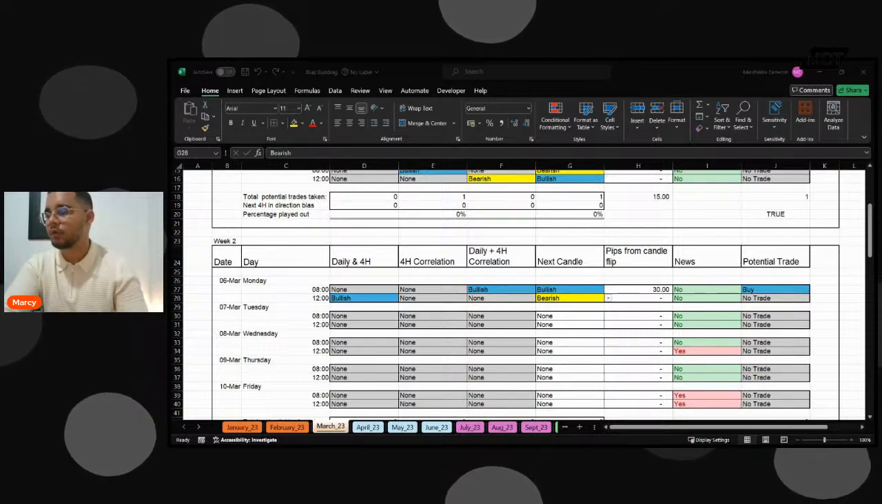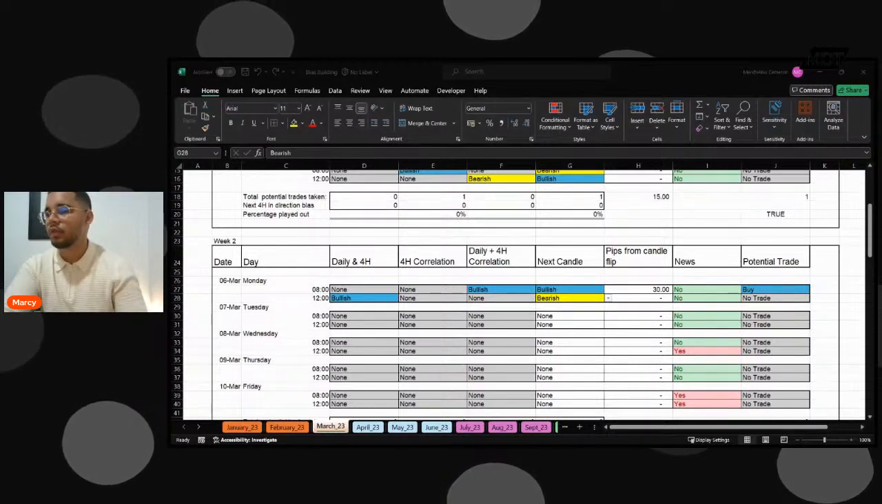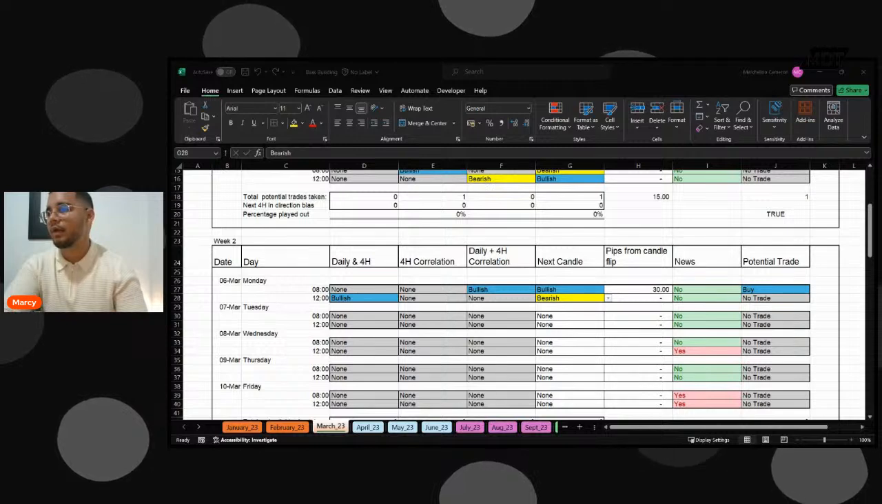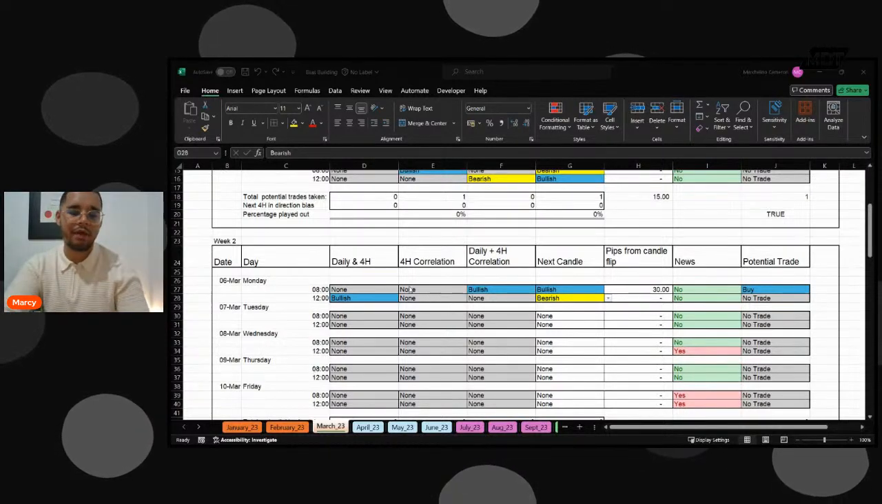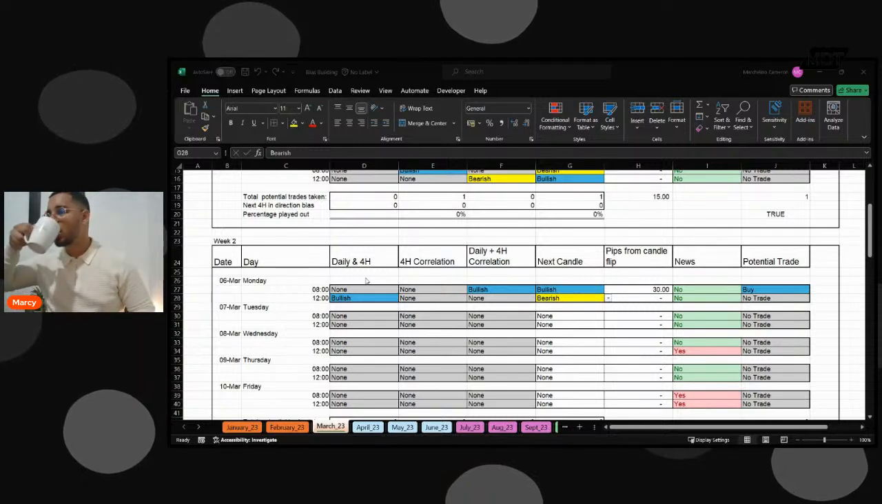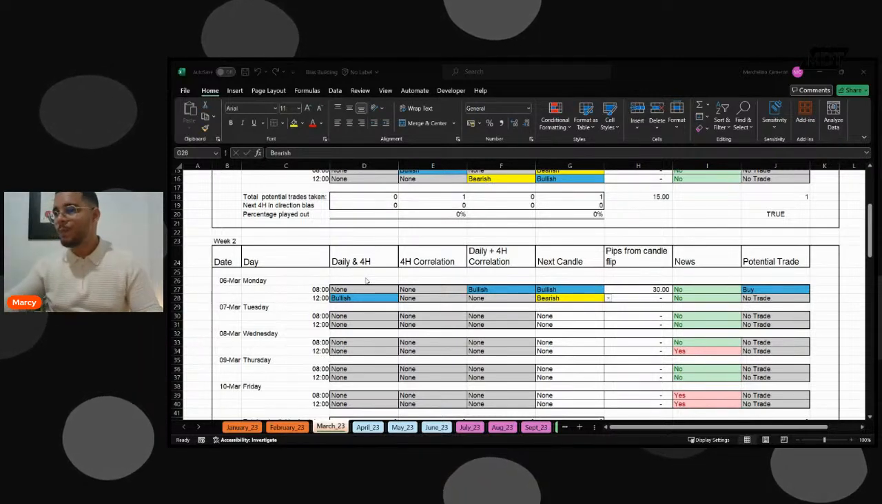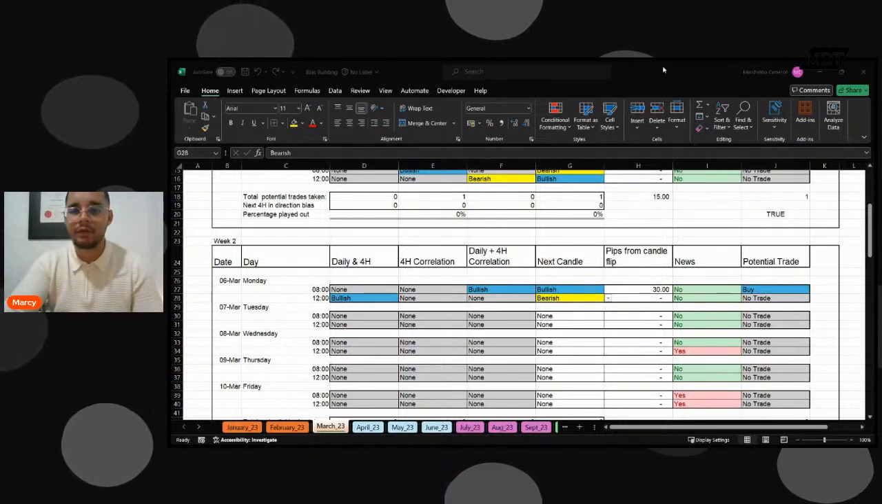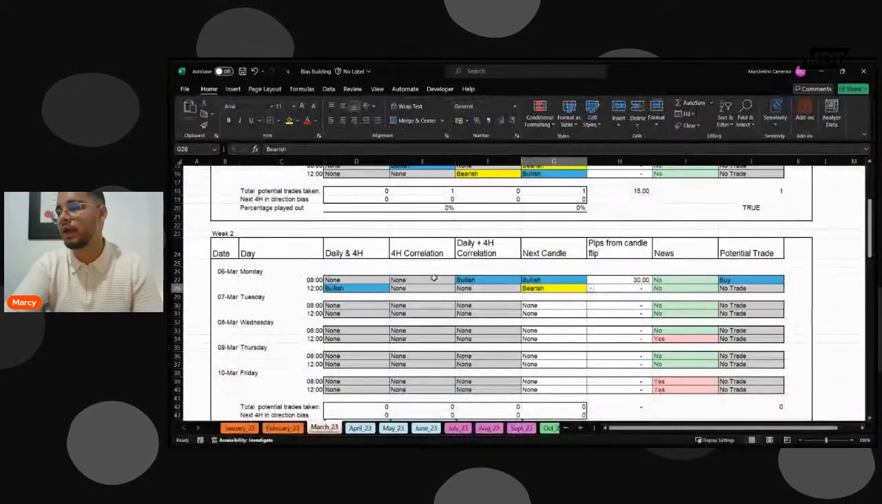Bearish. We're looking for bullish candles, remember? That's the second bullish candle, third bullish candle, fourth bullish candle, and bearish candle. Okay, so we only have daily and the 4H. That's all we have, guys. And so Monday is done. You can see that Monday is done.